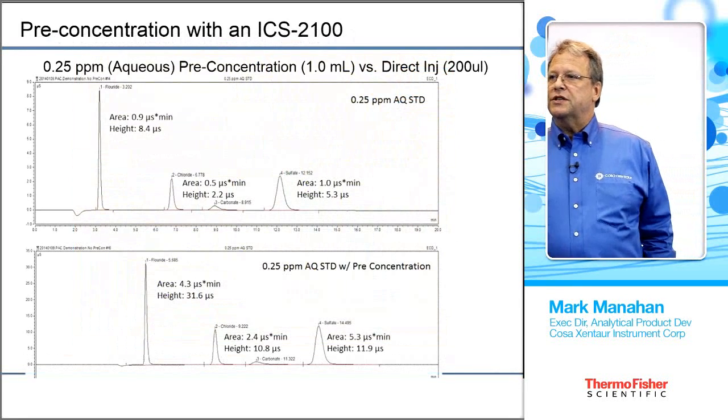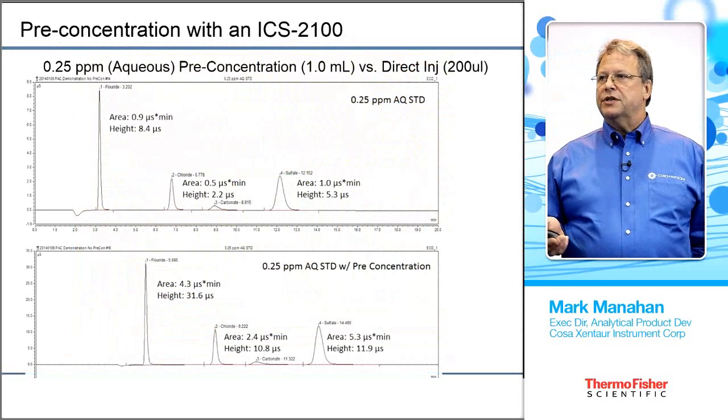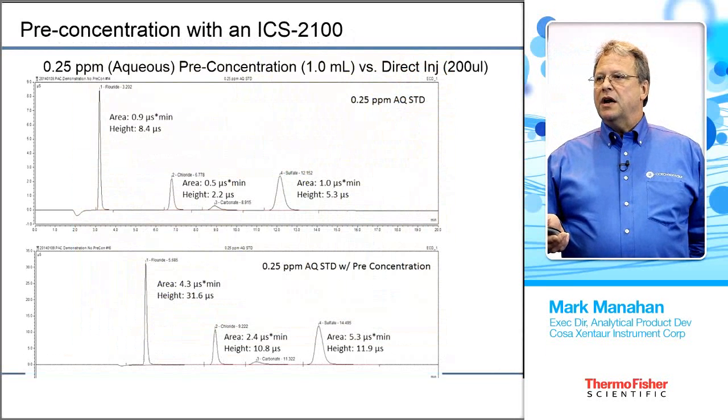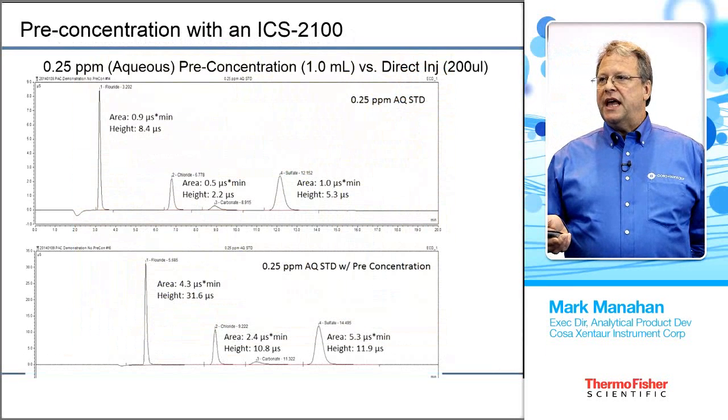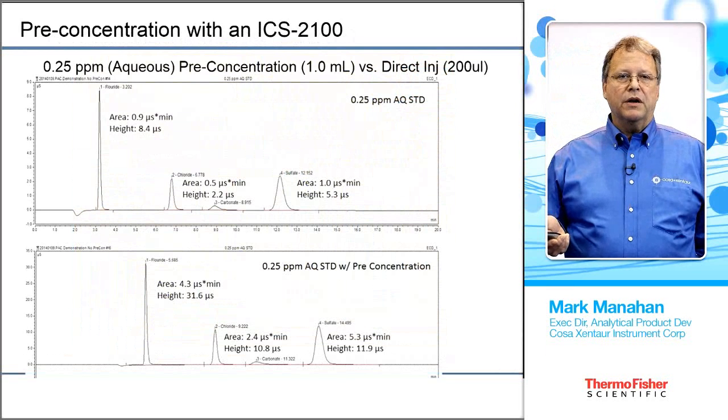Now, here's where you can see the beauty of pre-concentration. On the top and the bottom are 2 chromatograms of the same standard, one using a 1 mL loop, and the other one using a 200 microliter loop. And if you look at the areas, you can see that we're getting roughly 5 times the area on the 1 mL loop versus the 200 microliter loop.